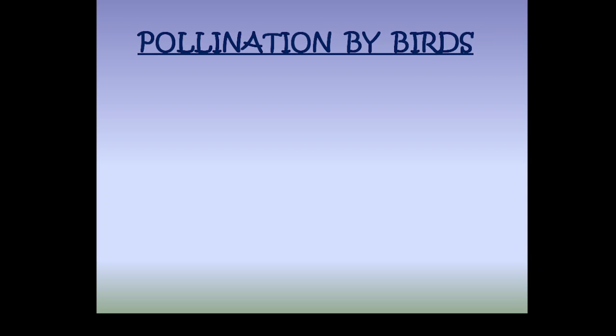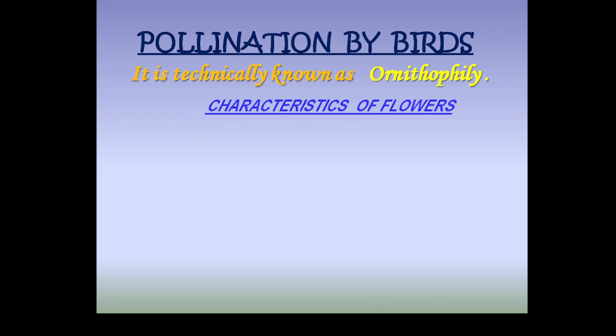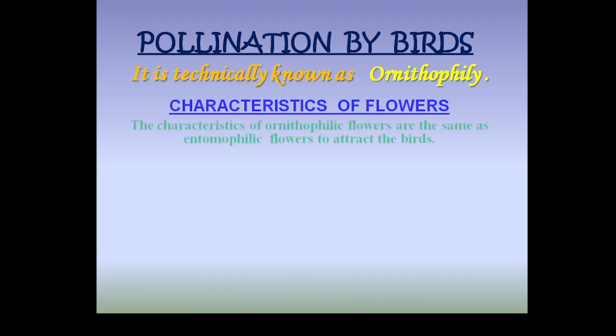Okay. See, pollination by birds. It is technically known as ornithophily. Characteristics of flowers. The characteristics of ornithophilic flowers are the same as the entomophilic flowers, to attract the birds. The same attracting fragrance, sticky stigmas and anthers. Then you can see the nectar producing flowers, showy, colorful. This all can be seen here.